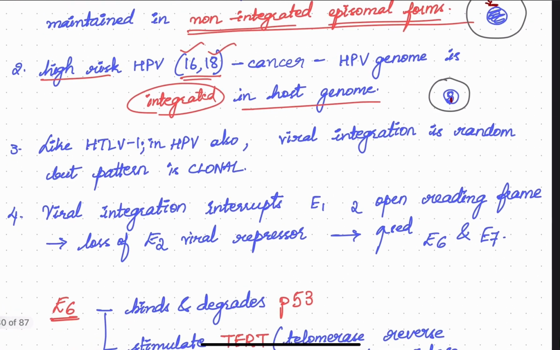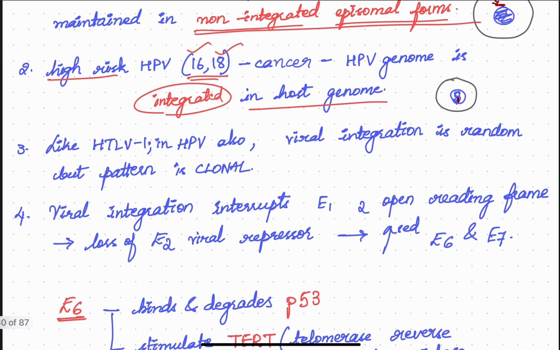And like HTLV-1, in HPV also, the viral integration is random. Random means adenocarcinoma and squamous cell carcinoma, these two different cancers, have different sites for viral integration, but the pattern is clonal. Means for squamous cell carcinoma, all the cells have the same site for viral integration. For adenocarcinoma, all the cells have the same site for viral integration. That is said to be a clonal pattern.